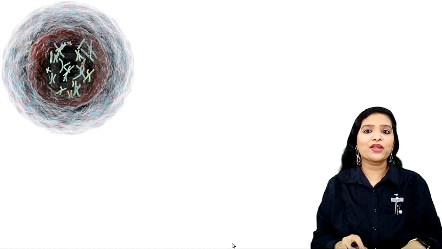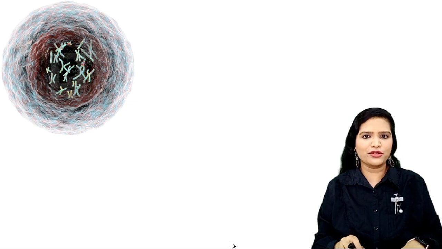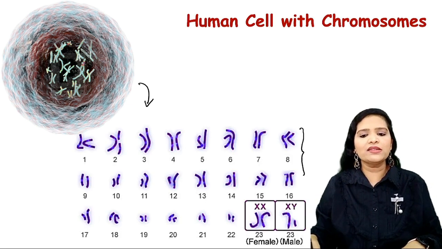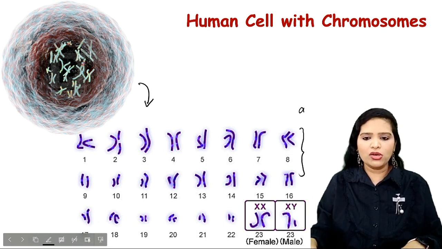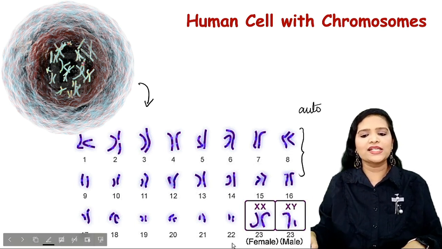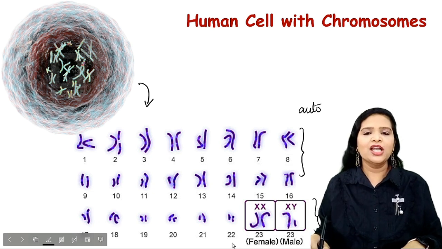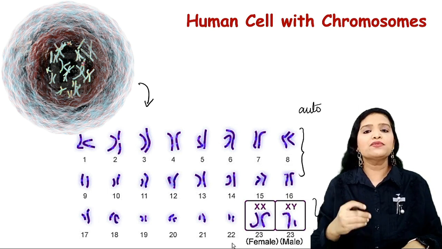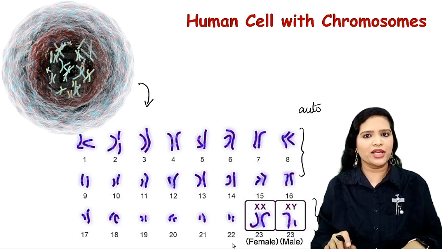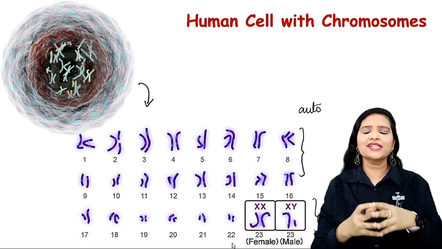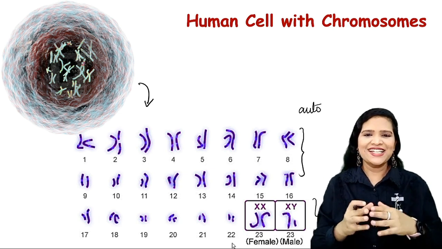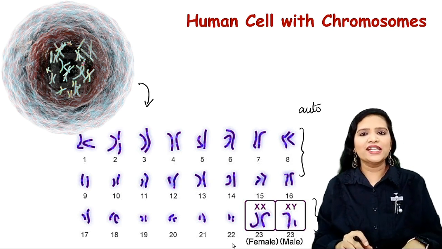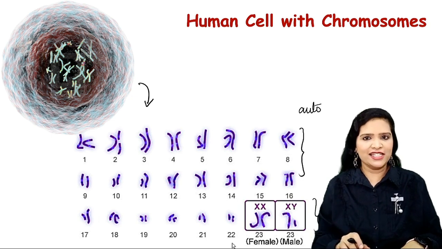Look at this picture. What is this? This is a human cell with chromosomes, right? We have 23 pairs of chromosomes. Out of these 23 pairs, 22 pairs are called autosomes and the 23rd pair is called the sex chromosome or allosome. These chromosomes contain genes which are responsible for the inheritance of characters from the parents to the offspring. This all we know, right? Just as characters are inherited from parents to offspring, similarly, diseases or disorders also get inherited. They are called genetic diseases or genetic disorders.